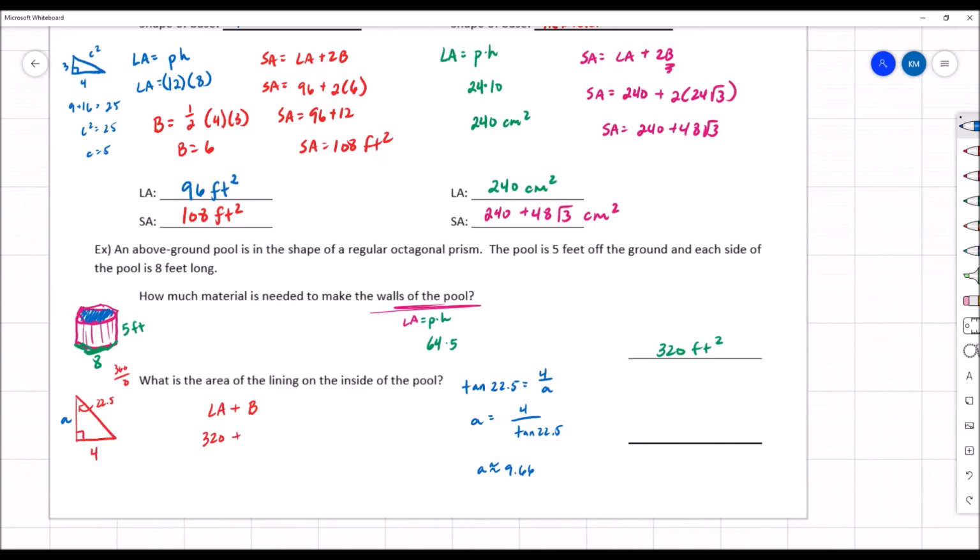Remember, the area of a regular polygon is 1/2 the apothem, which we're just going to write here as 4 over tangent 22.5, times the perimeter, which we already found out was 64. And so when we multiply this through, what do we get? 309.01.